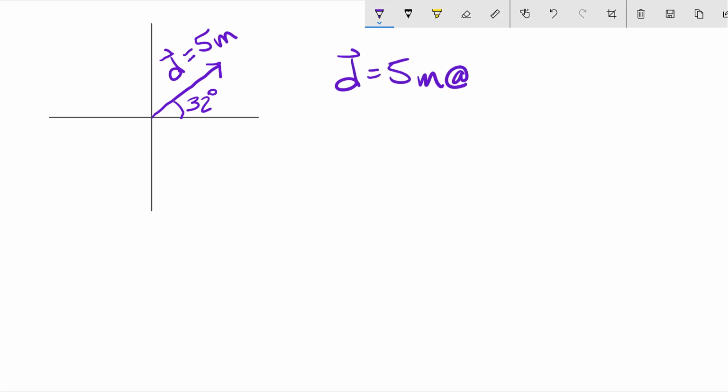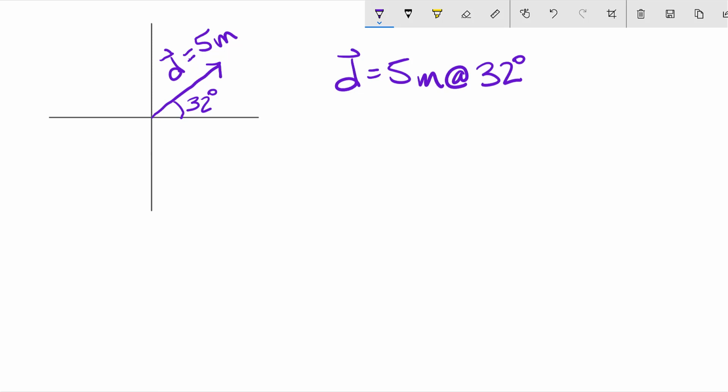Okay, so we are going to resolve vectors today. If this is our x and y axis, we have some vector, we'll call it D. We'll put our little vector symbol over it. We have some vector D and it's at an angle of, let's say, 32 degrees, and we'll say that this is 5 meters. So the way we can write this is D is equal to 5 meters at 32 degrees.